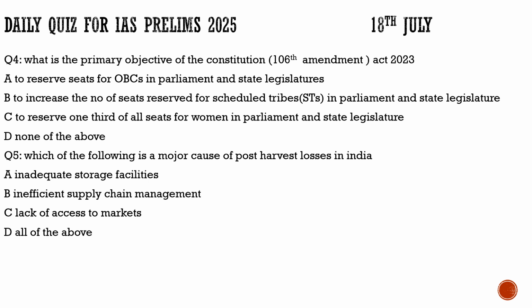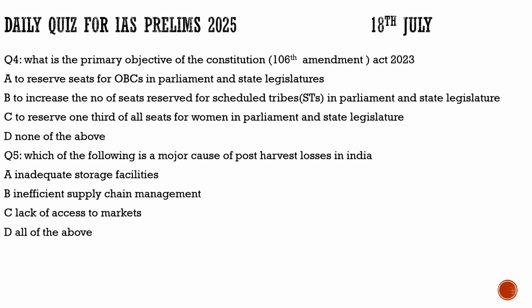Is it to reserve seats for OBCs in parliament and state legislatures? No. Is it to increase the number of seats reserved for scheduled tribes in parliament and state legislatures? Not at all. Is it to reserve one-third of all seats for women in parliament and state legislatures? It is option C, 100% true. So for question number 4, the primary objective of the Constitution 106th Amendment Act is to reserve one-third of all seats for women in parliament and state legislatures.